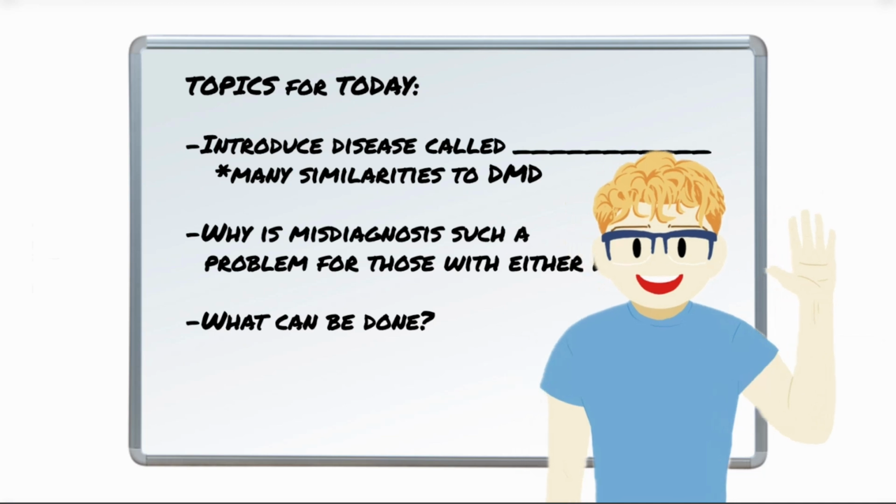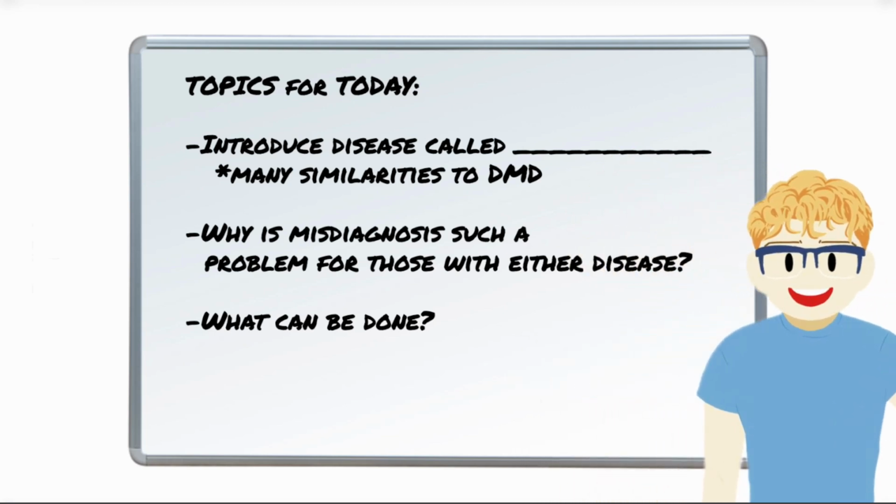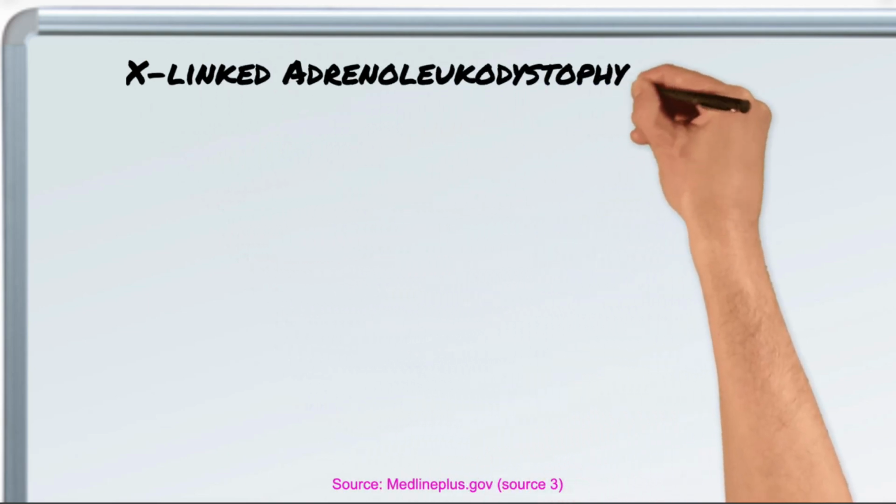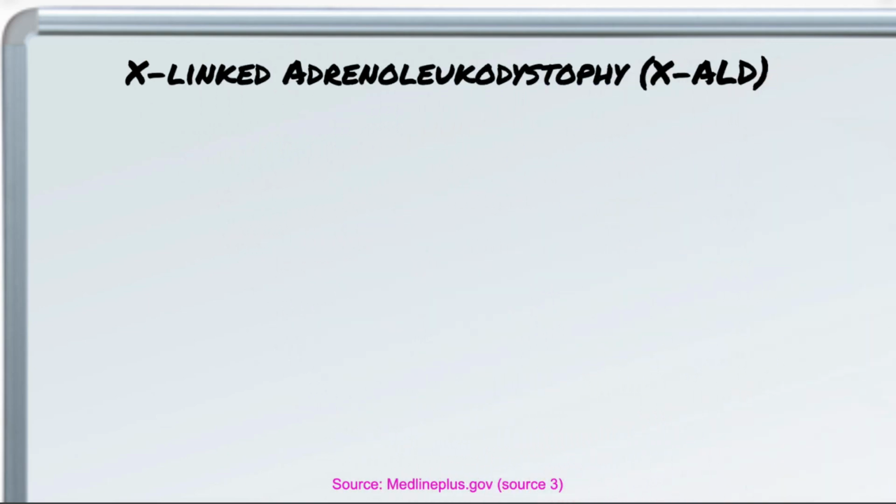Now, we've learned a lot about DMD in class this quarter, and in this video, I'd like to introduce another disorder with several similarities to DMD, and also discuss the issue of misdiagnosis, which can be deadly for individuals with either condition. X-linked adrenoleukodystrophy, or X-ALD for short, is a genetic disorder affecting the nervous system and adrenal glands.